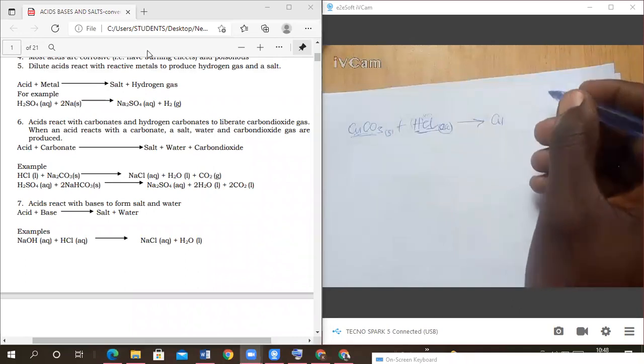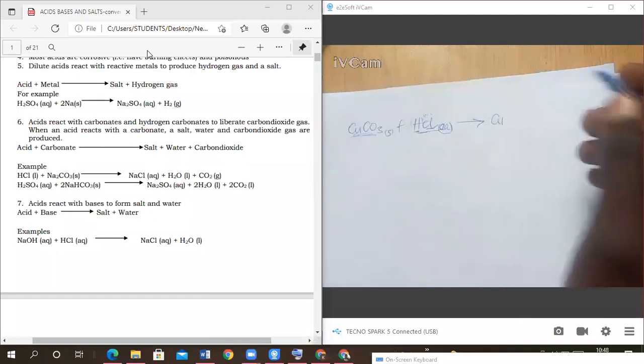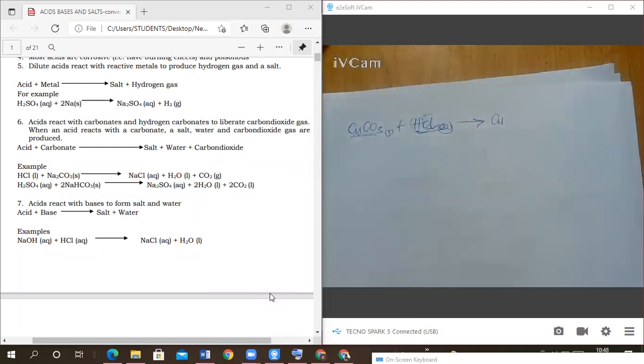Shelly, how do you write copper chloride? Now people are quiet. Lynette? Lynette? Copper chloride. How do you write copper chloride? Elizabeth, what you have written is wrong. Copper chloride.